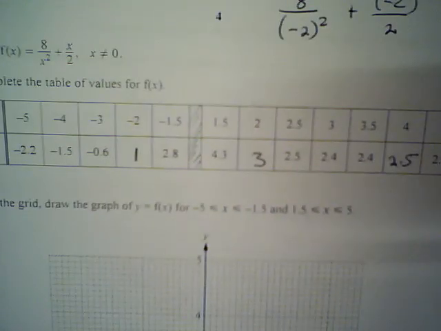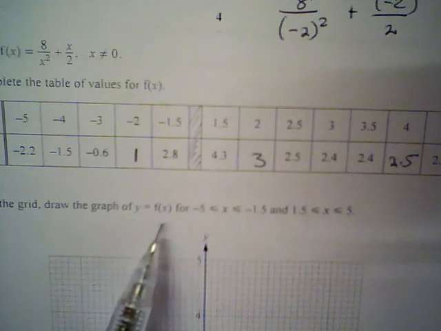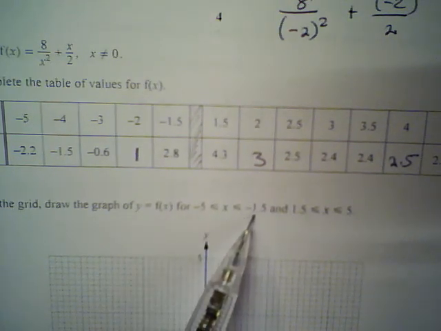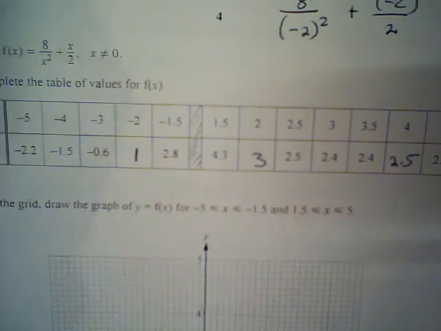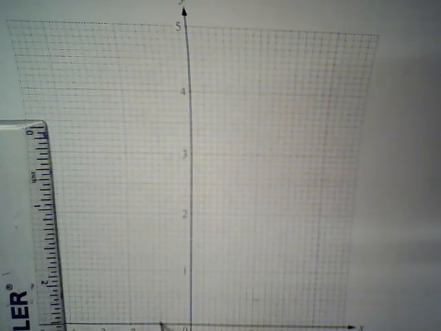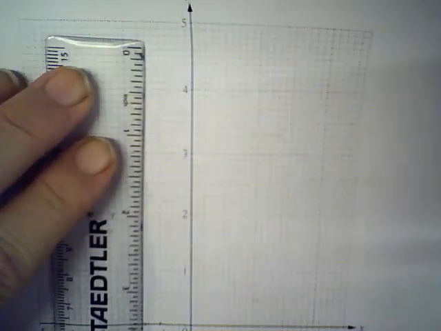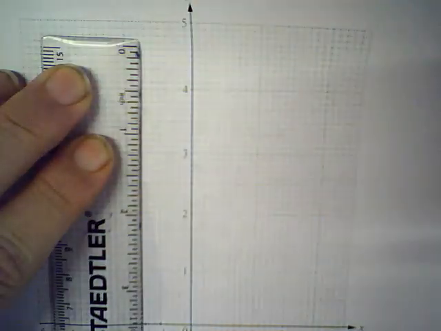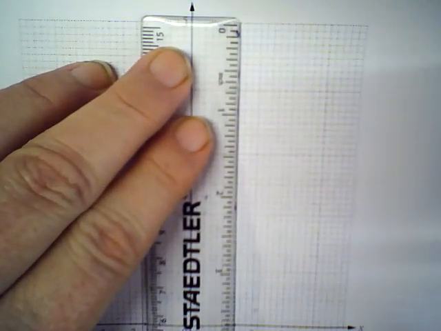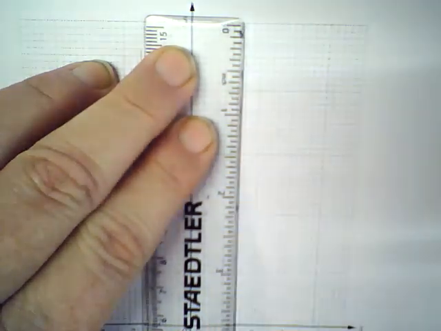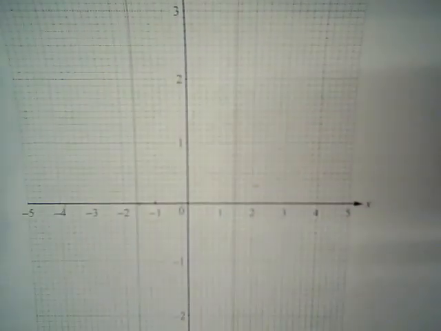Okay, now we have to plot this on our grid. On the grid, draw the graph for the interval between x is negative 5 and negative 1.5. So we're going to stop there at negative 1.5, and from 1.5 to 5. So we'll have two asymptotes there. At negative 1.5 we will actually have an asymptote. We won't cross this line at all. And at 1.5, our graph would not pass through this at all. There you go. I'm just drawing a light line there, passing through those values.